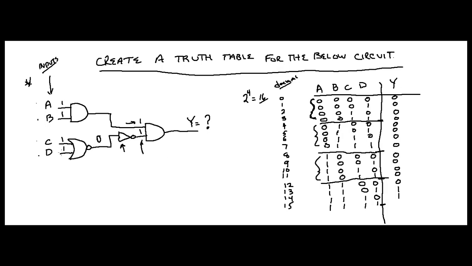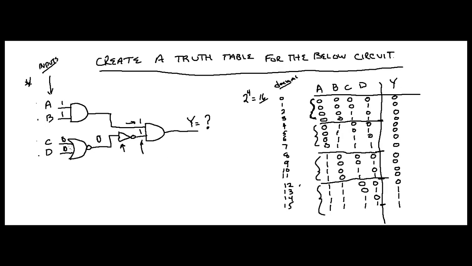What happens if they're all 1s? A 1 would give you a 0, right? Because remember, it's a NOR gate. The 0 would be inverted to a 1, so this would be a 1 as well, and the same thing. So if you look at it, the only one in this section that's a 0 is number 12. And that's when both C and D are 0, right?